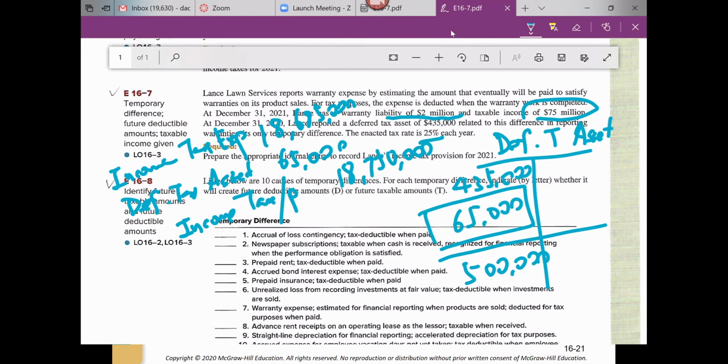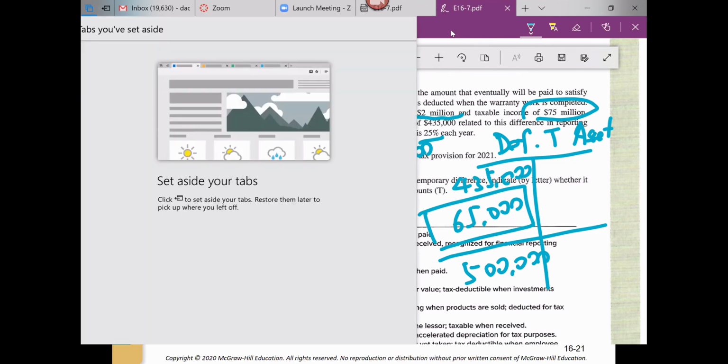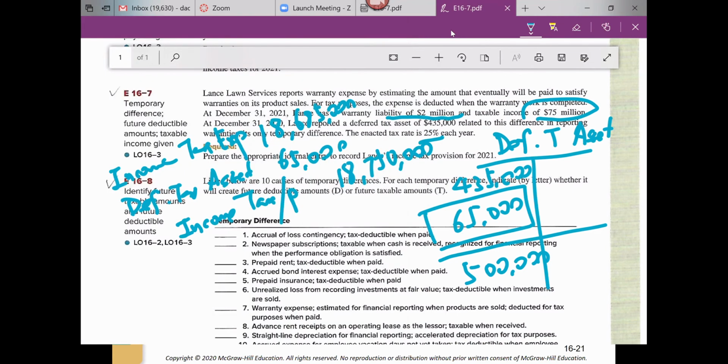How to get the 1875 again? Can you speak a little louder? Or maybe let me. Wait. Maybe. Yeah. Can you speak a little louder? Okay. Go ahead. Yeah. How to get the income tax payable then?